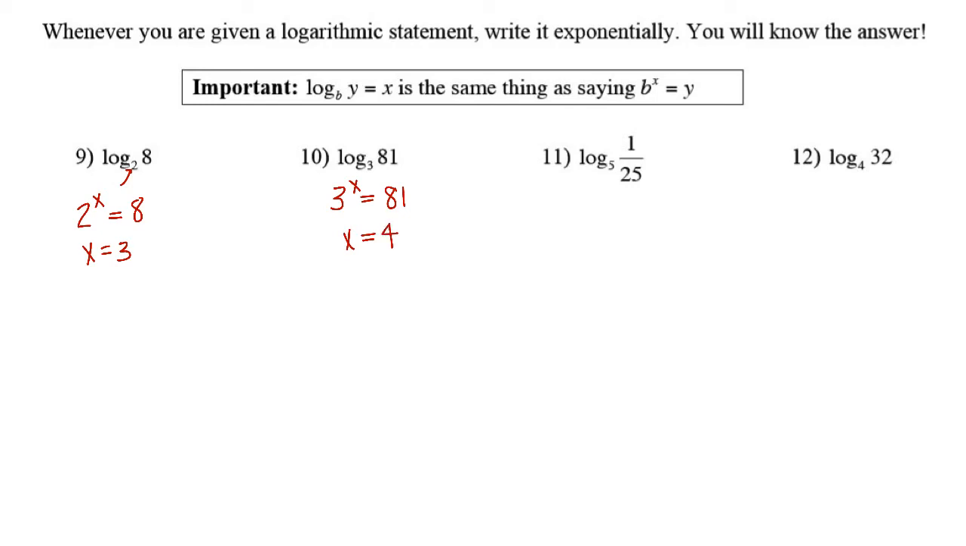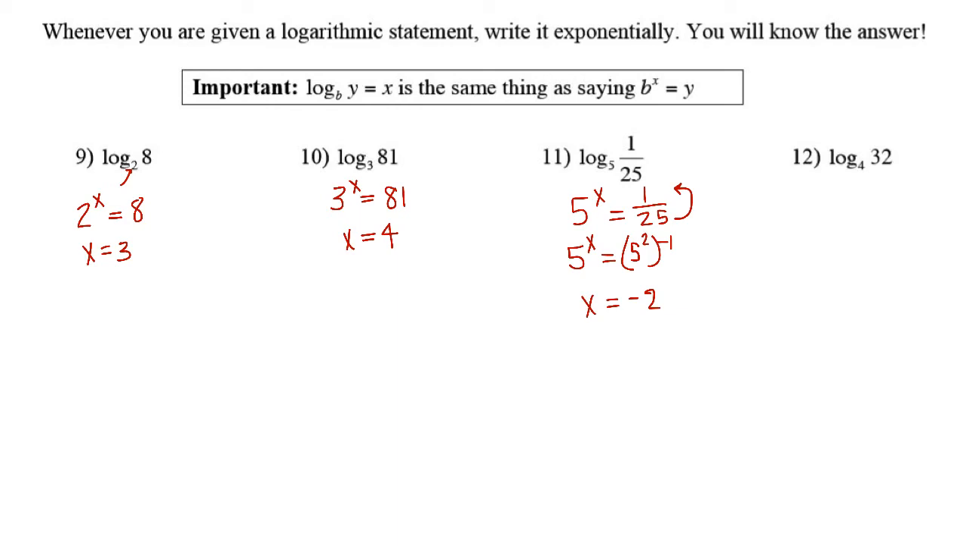Okay, the next one, 5 to what power is 1 over 25? And so here we're going to have to do very similar to what we did just a minute ago on the previous one. We need to flip 25 over. So I know I need a negative 1 exponent. And then 5 to the second is 25. So that means x is going to have to be 2 times negative 1, or negative 2.